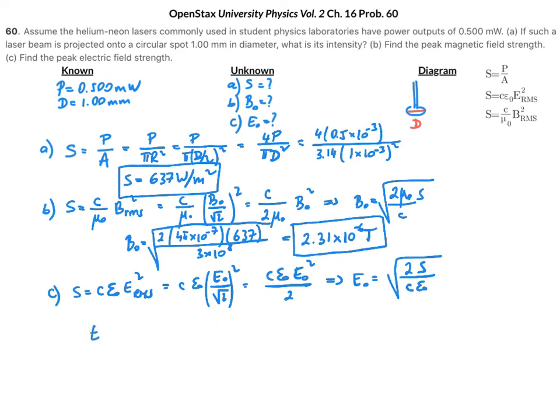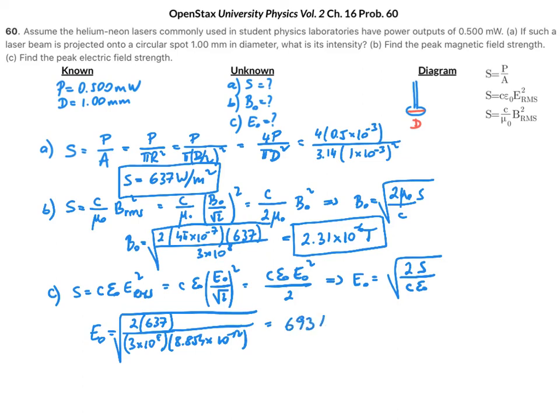So when we plug in numbers, we have 2 times 637 watts per square meter divided by 3 times 10 to the 8th meters per second multiplied by 8.854 times 10 to the negative 12, and we have to take the square root of this. And we'll get a value of 693 newtons per coulomb for the electric field.